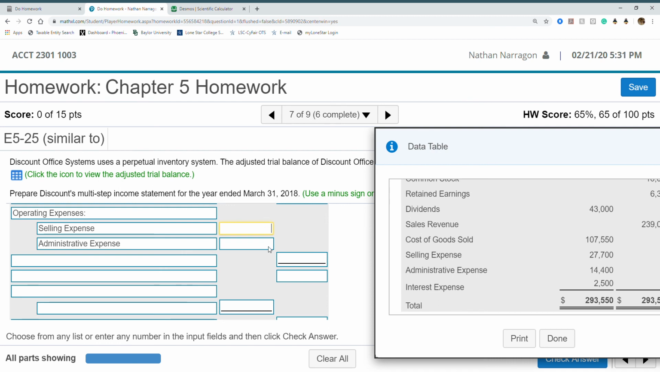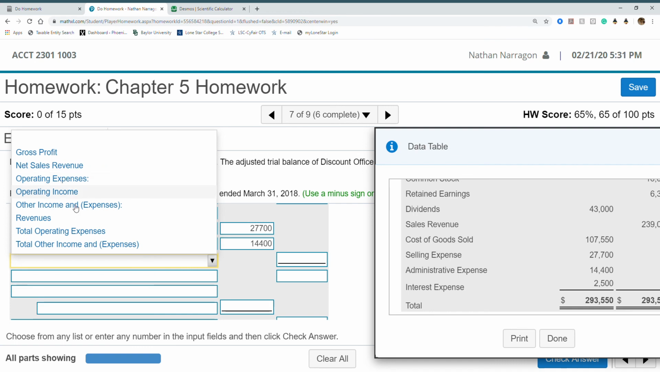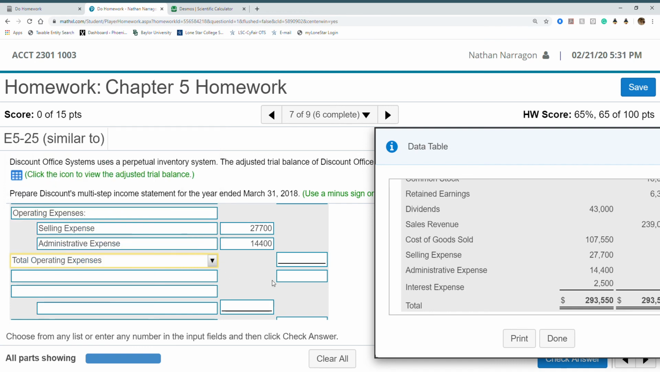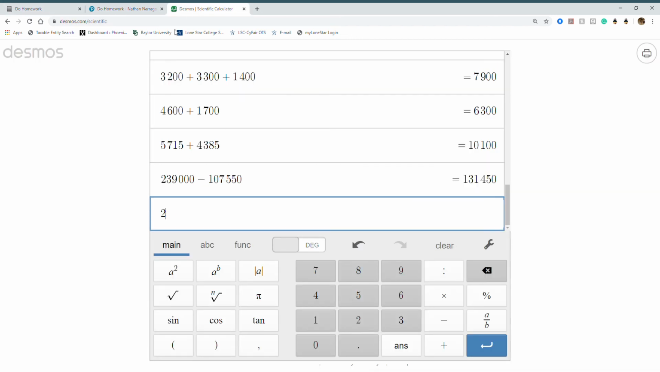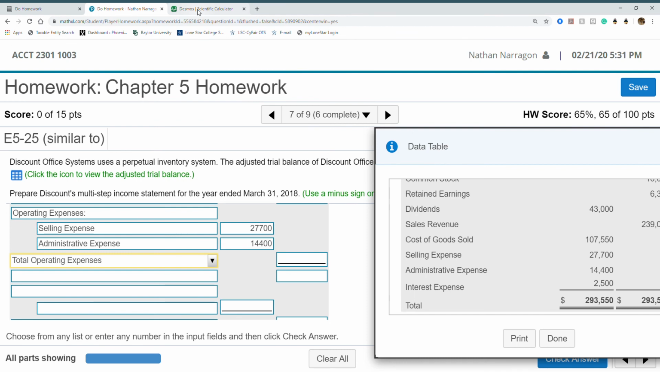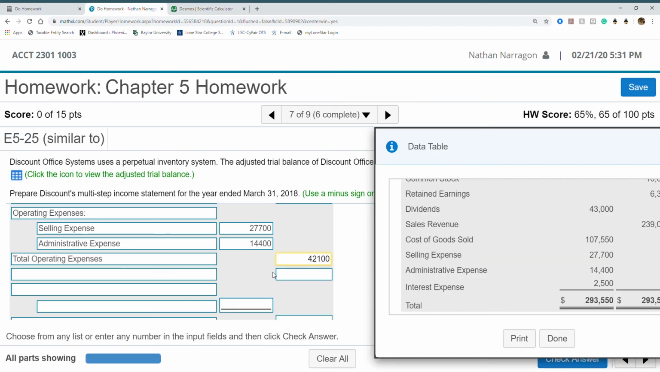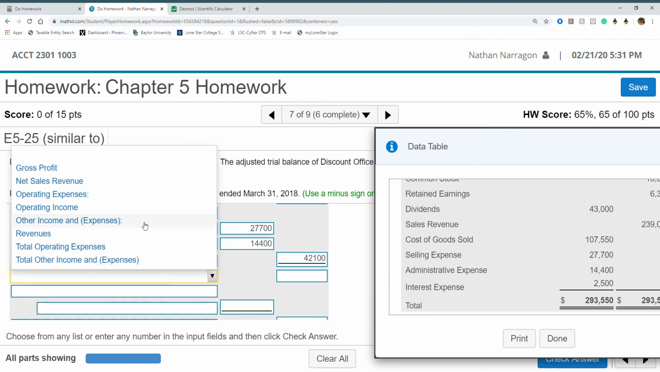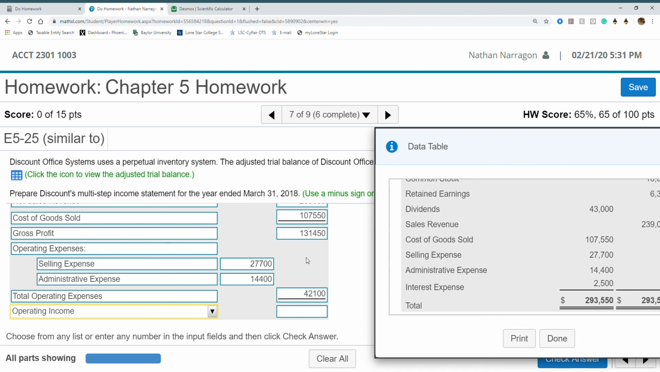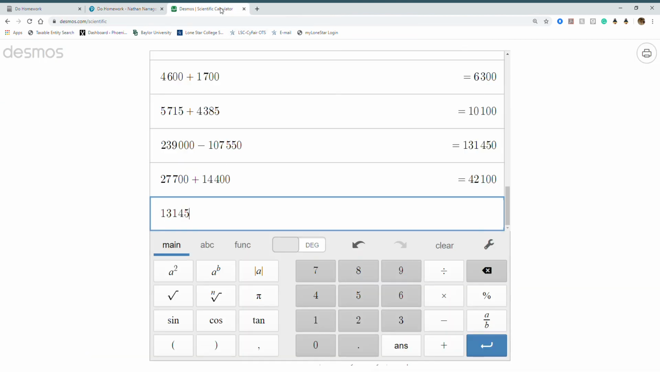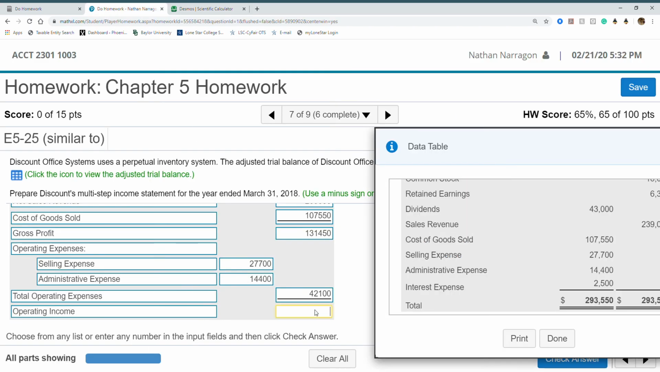Okay, so selling expense is 27,700. Administrative is 14,400. We're going to add those together to get our total operating expenses. So we have total operating expenses of 42,100. Okay. So this will be our operating income. And we're going to subtract these two now. So 131,450 minus 42,100. We're now at 89,350 of income.